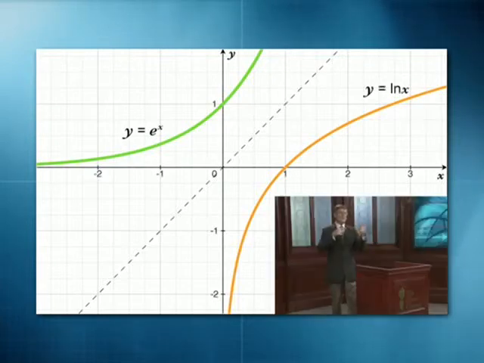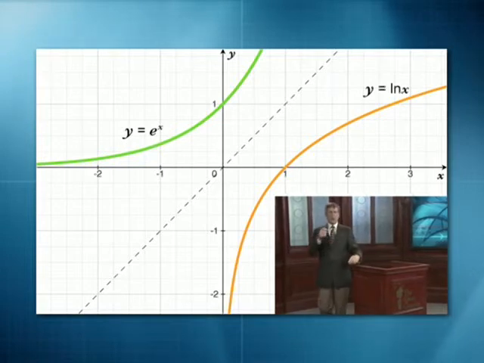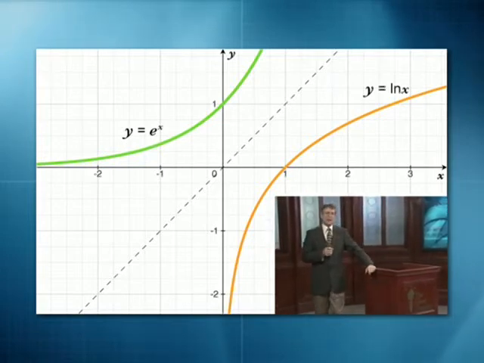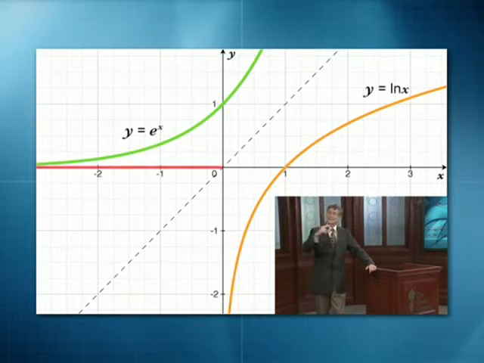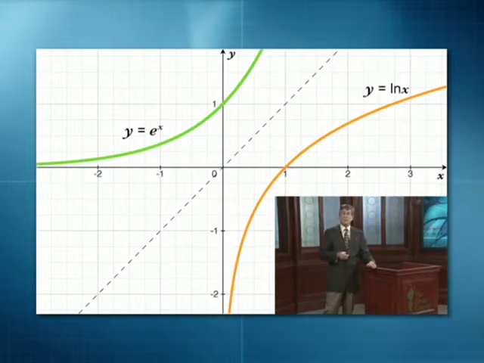What are some of the features here that we can immediately pick out because of the inverse properties? Well, here's one. What's the horizontal asymptote of y equals e to the x? It's the x-axis, isn't it? So by symmetry, the vertical asymptote of the logarithmic function will be the y-axis, and you can see that in the picture. How about intercepts?